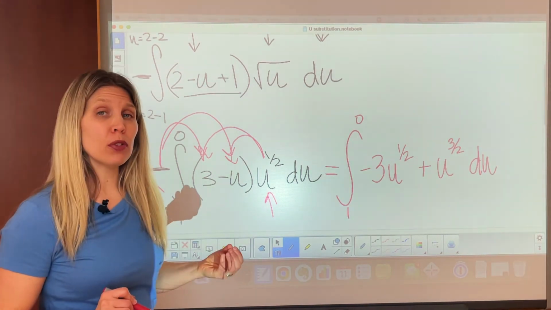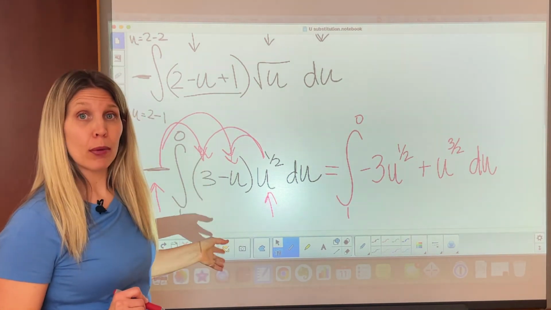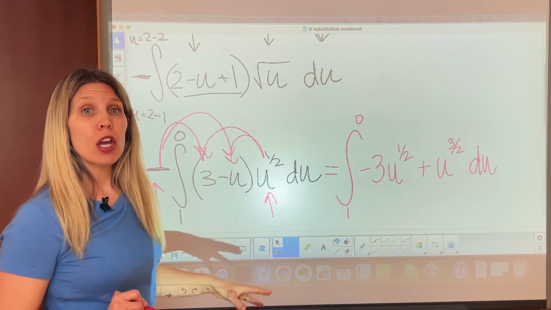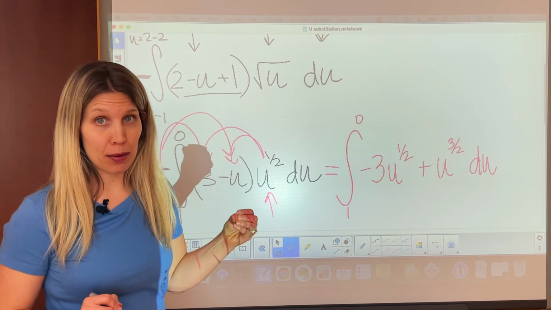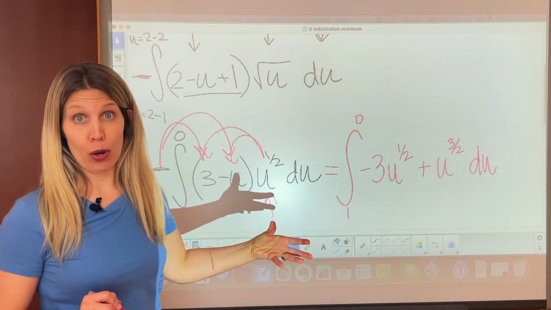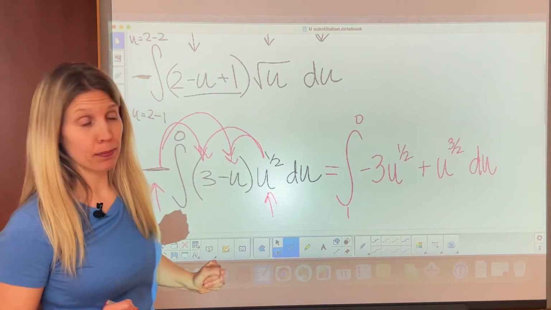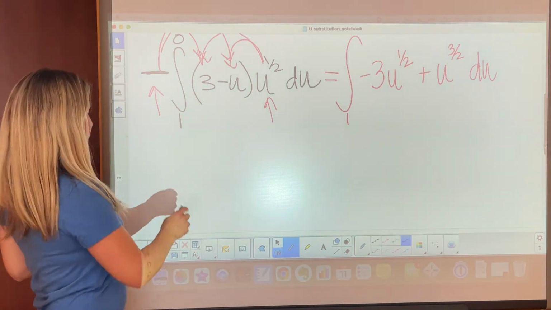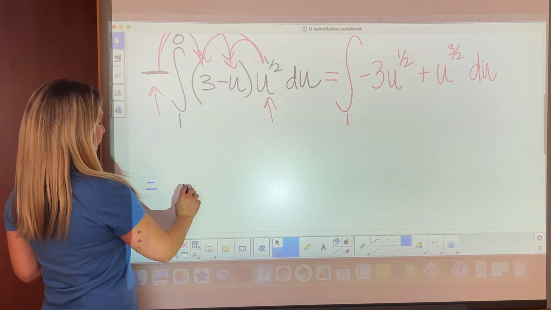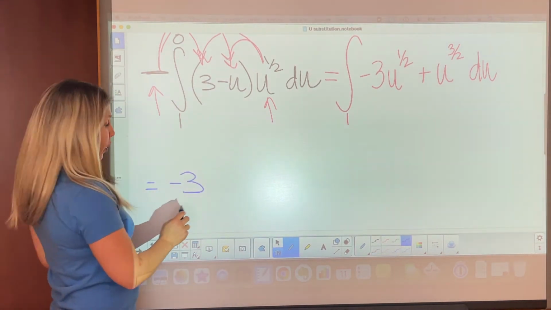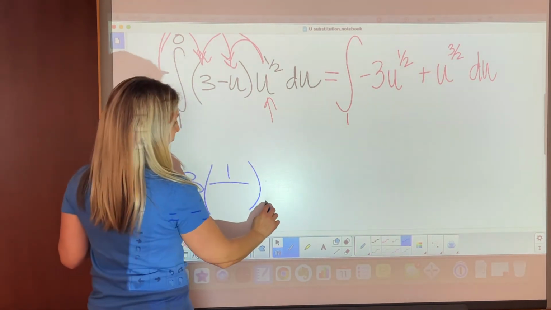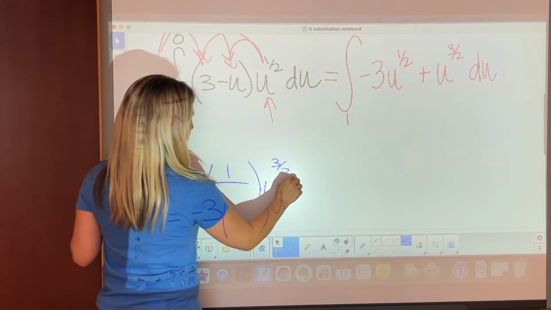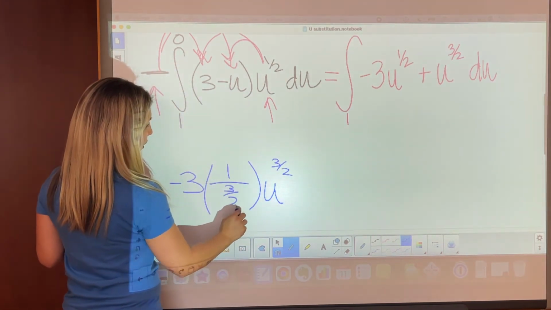You don't have to distribute the negative at this point in the problem. You can do it in a later step. You just have to figure out when is a point where you will not forget about multiplying it through. Okay, so I chose to do it at this step. At this point, we can go ahead and integrate. So the -3 will stay out front. 1 over my new exponent, which means we're going to add 1 to 1/2. We get 3/2. Let's put 3/2 here.